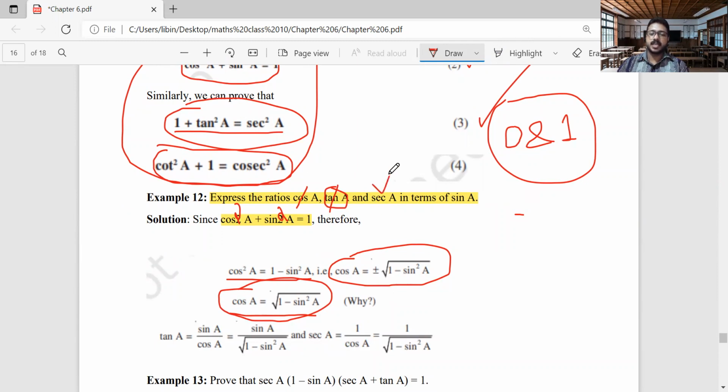Now how to write sec a? We know that sec a is equal to 1 by cos a, but cos a is equal to root of 1 minus sin squared a. Therefore, sec a will be 1 divided by square root of 1 minus sin squared a.